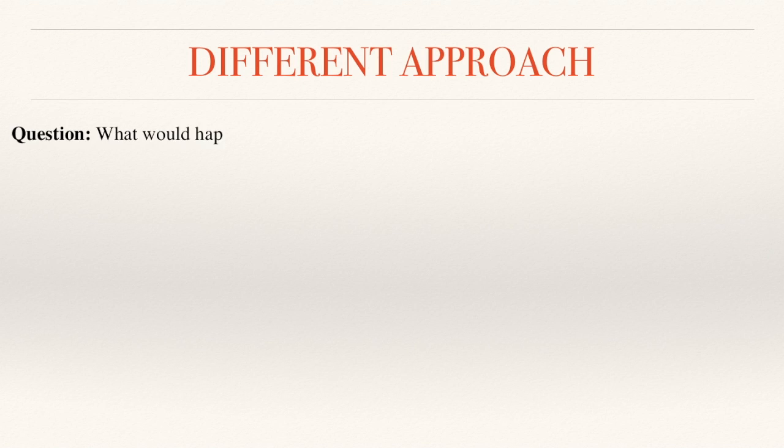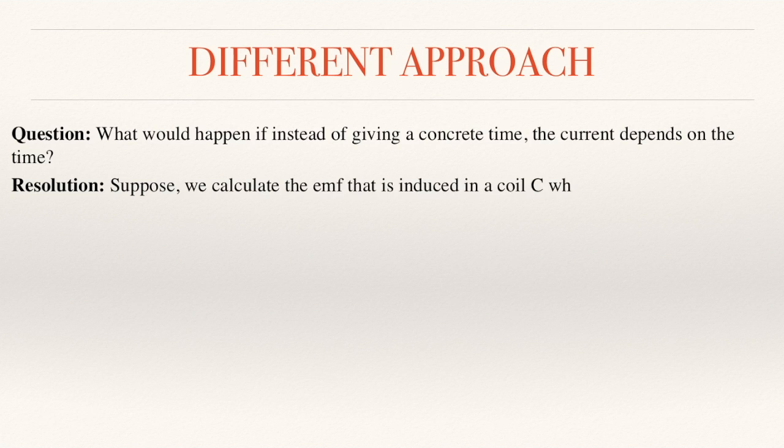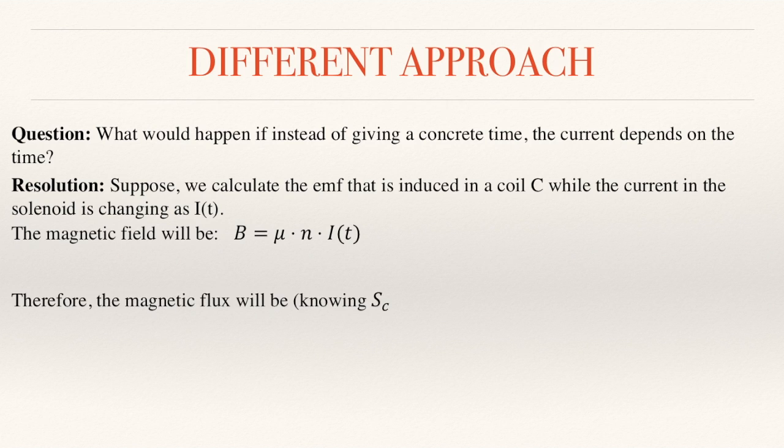To end up, let us propose a final question. What would happen if instead of giving a concrete time, the current was a function of t? According to Faraday's law, the magnetic field will induce an electromotive force. Again, the variation of the magnetic field will be produced by the variation of the current.